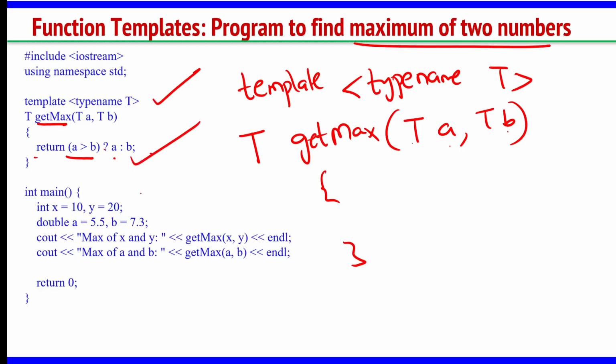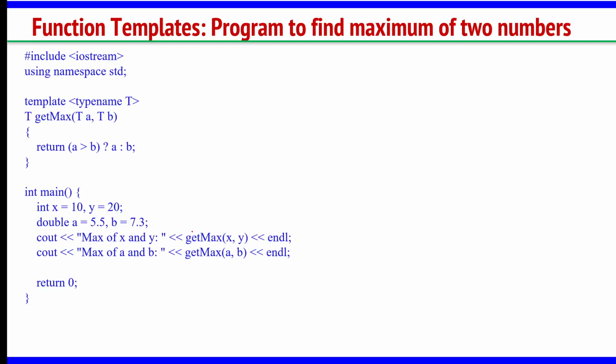And in main, I have two variables x equal to 10, y equal to 20, and doubles a equal to 5.5, b equal to 7.3. When I say cout max of x and y, getMax x comma y, it gives the answer. You give getMax a comma b, it gives the answer, right? So this is a simple program to demonstrate how function templates are used. This is the fixed line, and this is the syntax of creating a function template.